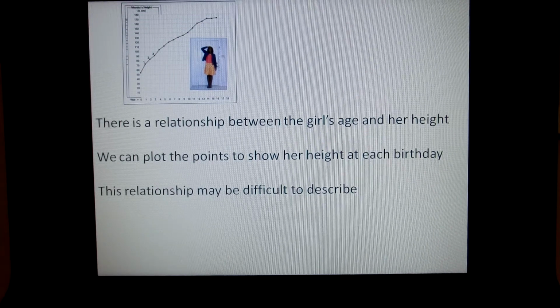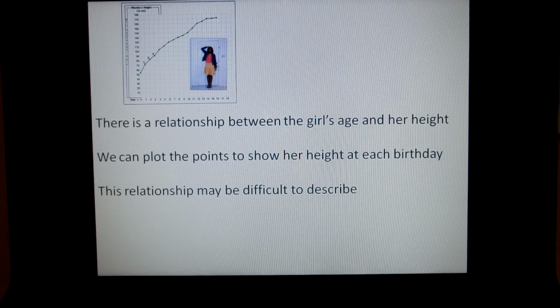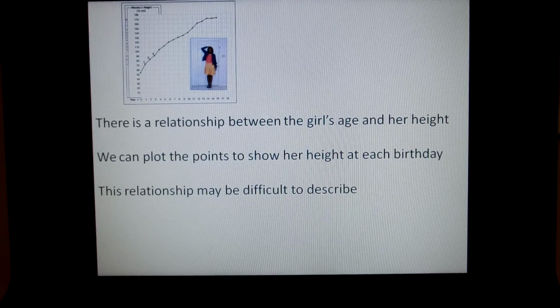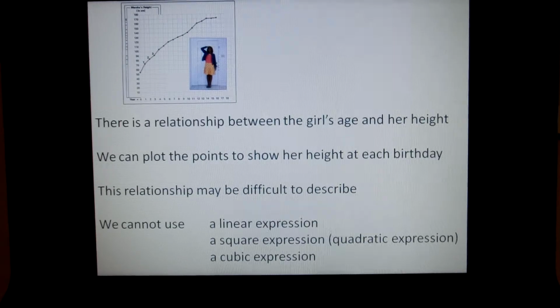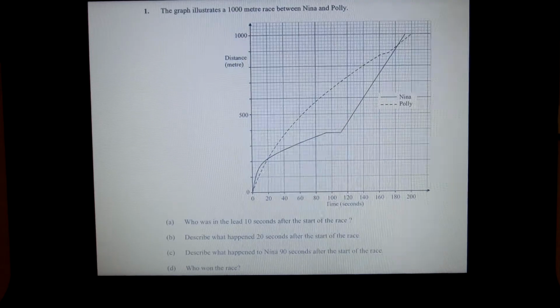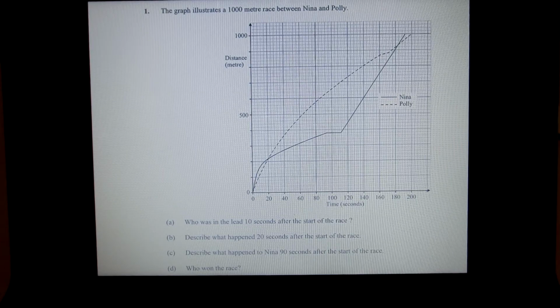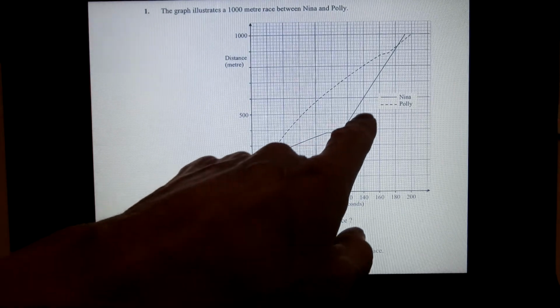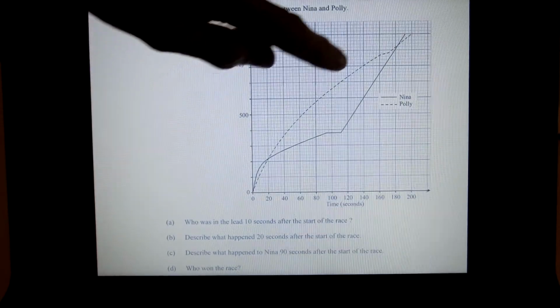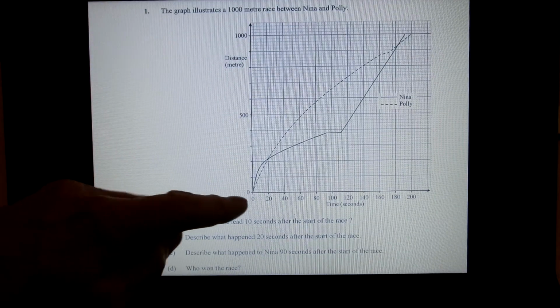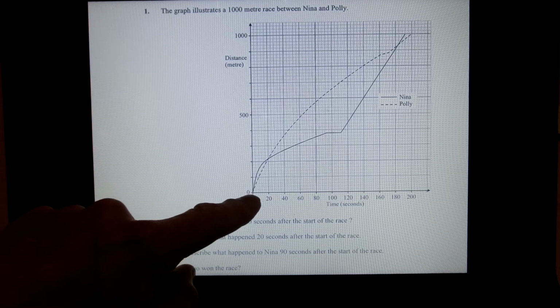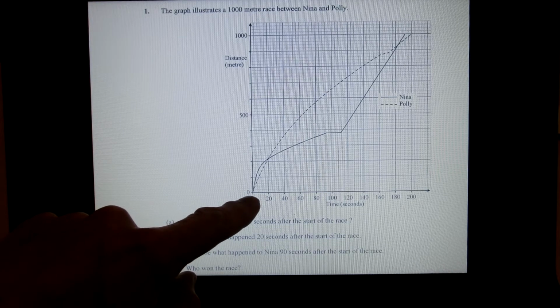So what we can do though is we do have the graph that describes it, and we can still use the graph, but we just have to acknowledge that we can't find a mathematical way of describing that relationship. There are other graphs where we can still use the graph, but we can't find a mathematical expression to describe it. So here, for example, is a race being run between Nina and Polly. This line shows Nina's progress in the race, and the dotted line shows Polly's progress. So what it means is at the beginning of the race here, it was Nina who made the fastest start in the race.